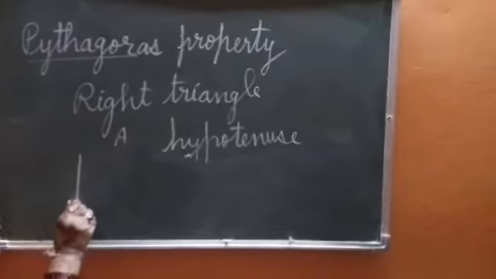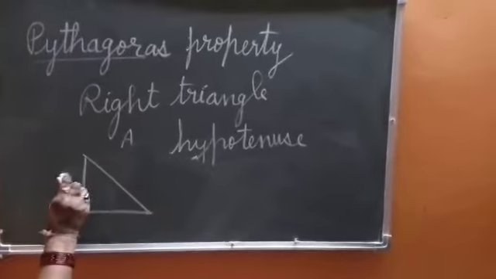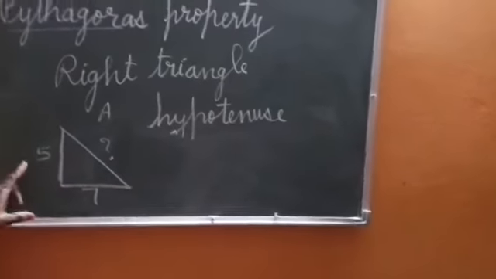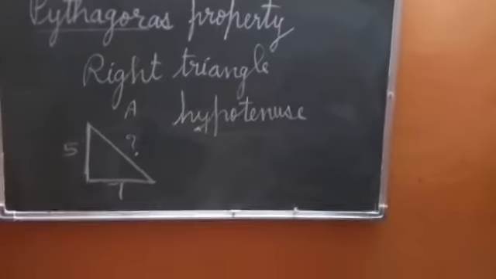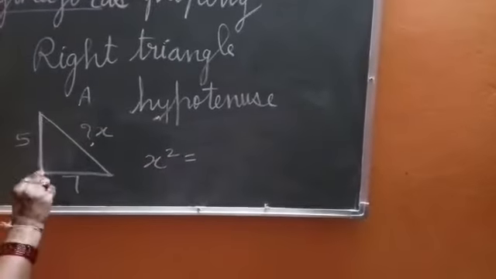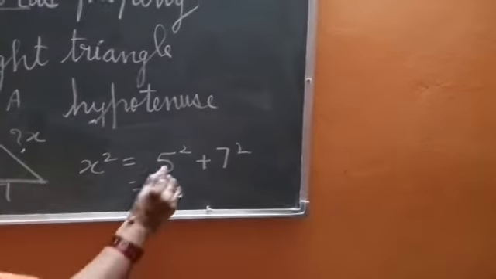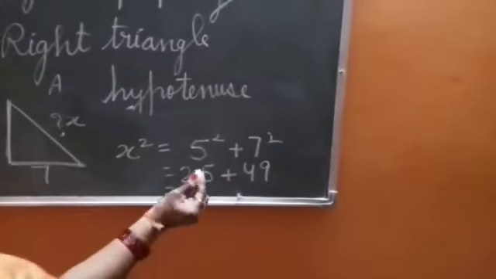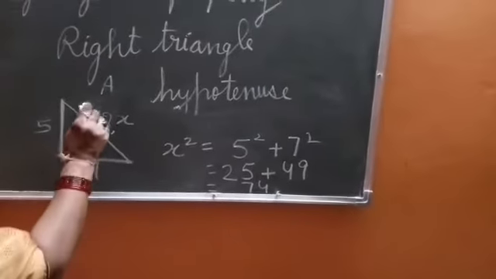Suppose we have a right angle triangle. This is the hypotenuse. Suppose this is 5, this is 7, and you are supposed to find this. Means you are given the legs of a right angle triangle and you have to find the hypotenuse. Suppose this is x. So x square is equal to the square of this plus the square of this. So 5 square plus 7 square. 5 square is 5 5s are 25. 7 square is 7 7s are 49. So what will be the sum? 74. So this is equal to 74.